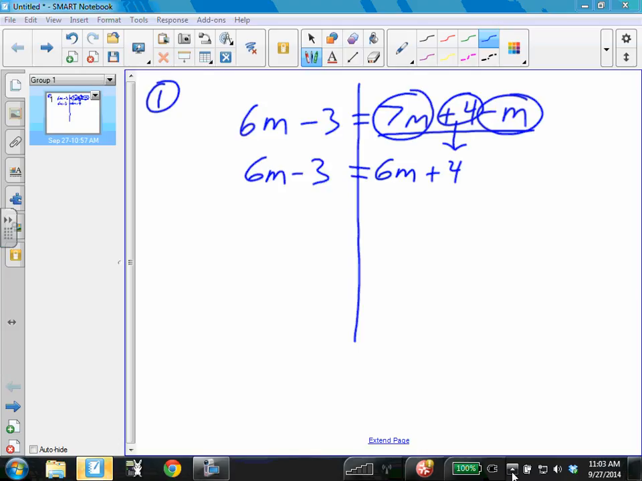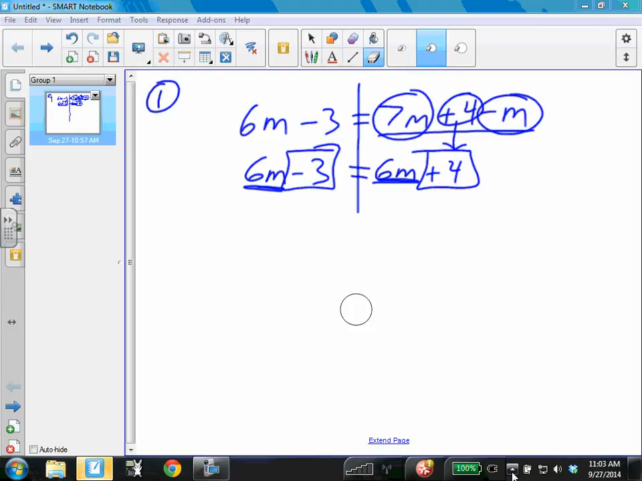And I can already tell that this one's not going to be an identity. Notice that the 6m's match, right? So our variables match, but this one has a negative 3 and this one has a positive 4, okay? And since we're looking for an identity, this one is not going to be it because both sides of the equal sign do not match.